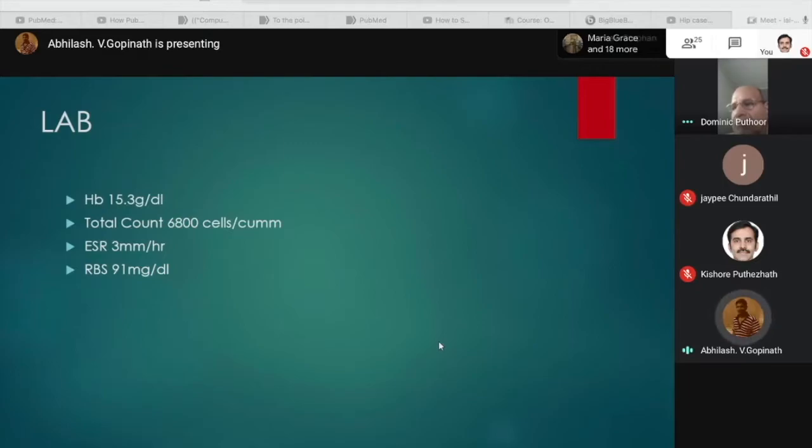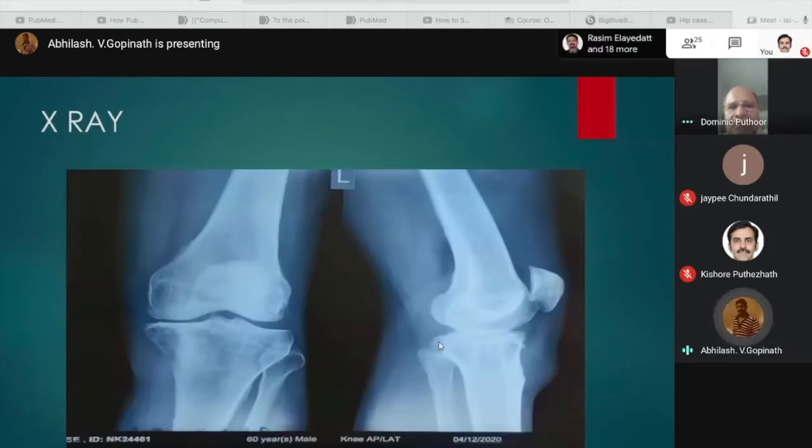And I took an X-ray of the knee joint, AP and lateral view. It was showing an eccentric lytic lesion in the medial tibial condyle, on which the swelling sits. So there is an eccentric lytic lesion over the medial tibial condyle, which is eccentrically placed.